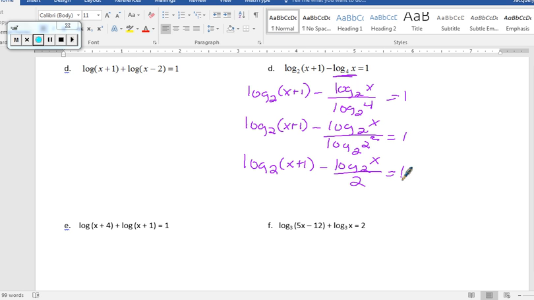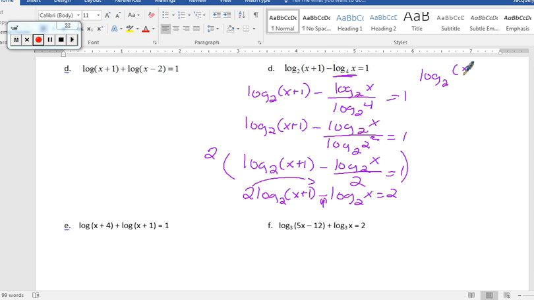Alright, now again, I don't like to do anything with fractions. I'm going to multiply everything through by 2. So now I have 2 log base 2 of (x + 1) minus log base 2 of x is equal to 2. I'm going to condense now. So this 2 is going to come up here as an exponent, and this minus here is showing a division. So we're going to have log base 2 of (x + 1) squared over x is equal to 2.